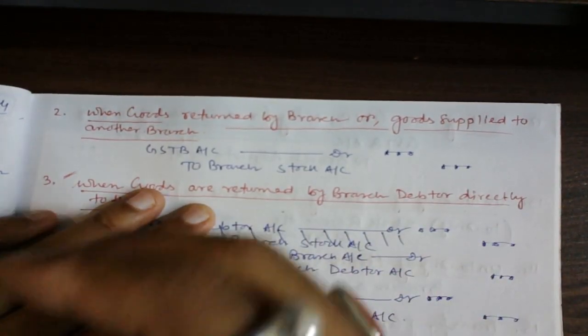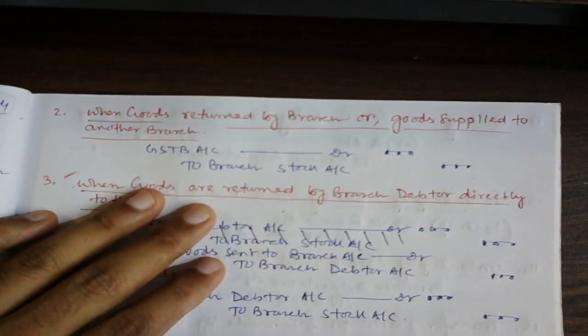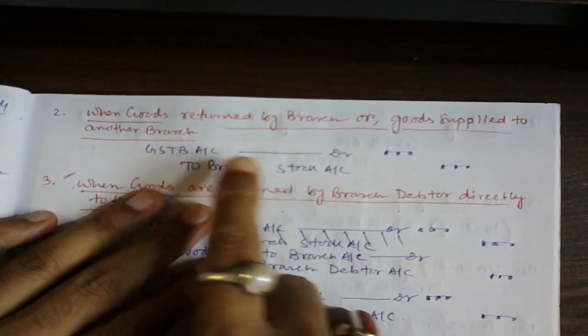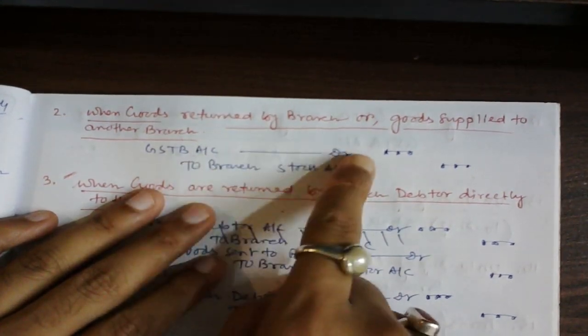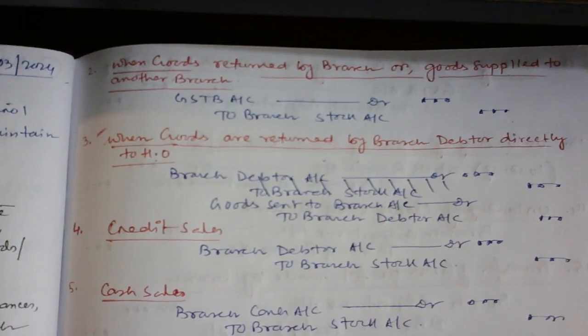So the journal entry will be, obviously when you are transferring the goods, stock is decreasing. What is coming to your hand? So branch stock is credited and GST account is debited. So GST account debit to branch stock. That is what is done. Okay, that is completed.